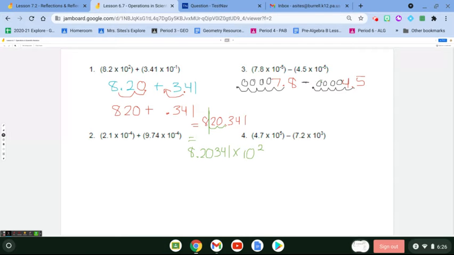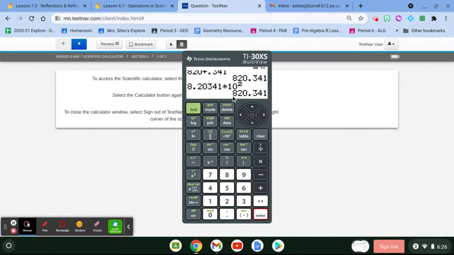So what I'm going to do with my calculator now is take these two numbers that are in standard form, 0.000078 minus 0.000045, and I'm going to subtract these two numbers.